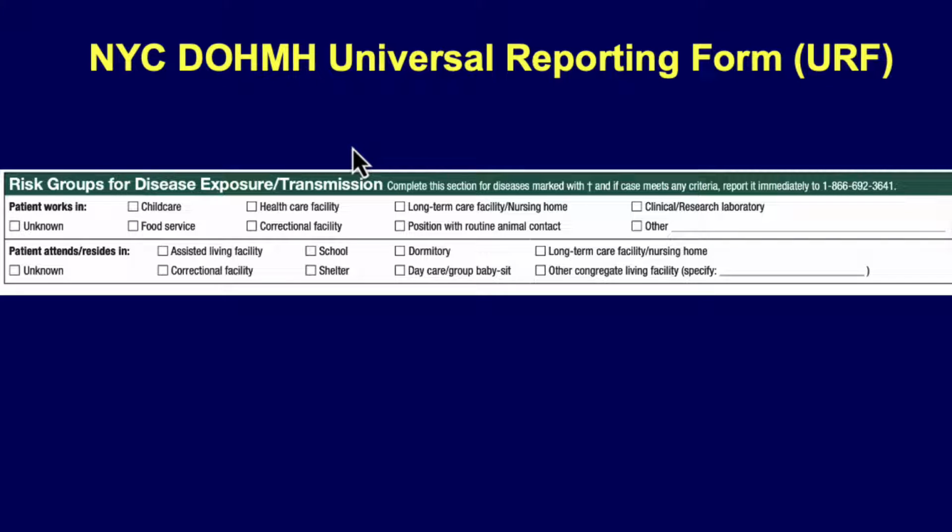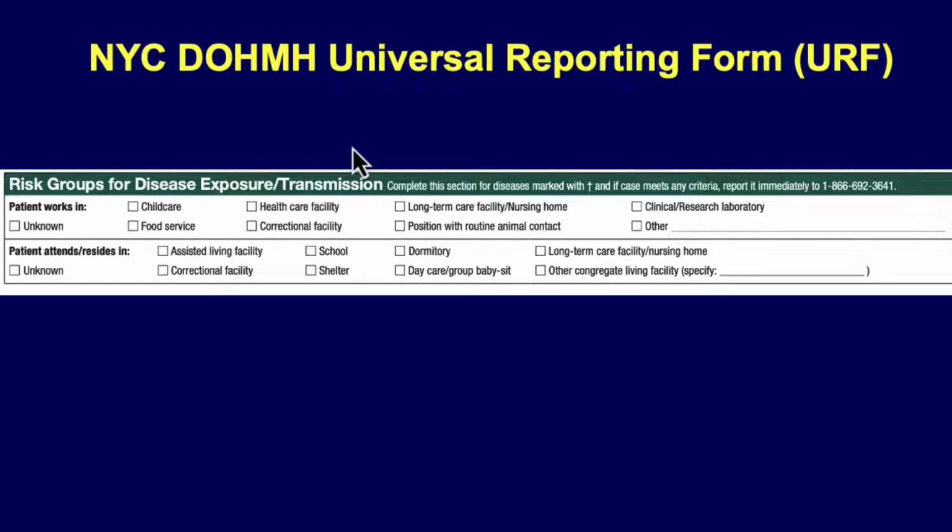At the bottom of that page, you'll see a section where potentially relevant epidemiologic information related to the risk of epidemic spread of infectious diseases can be captured, including occupational information about whether the patient works in childcare or food services or healthcare, correctional facility or nursing home, or in a job where they may have contact with animals, which is relevant, for example, for H1N1 and zoonotic diseases.